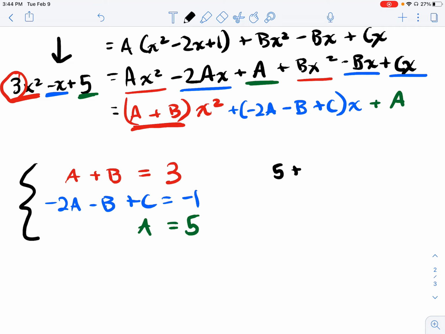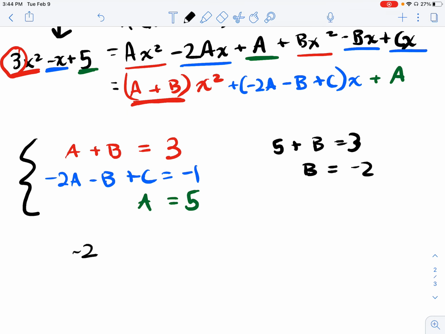We know that 5 plus b is equal to 3, so b is equal to negative 2. And the only thing left over is to solve for our c. So negative 2 times 5 minus negative 2 plus c is equal to negative 1. And that means c should be equal to 7.